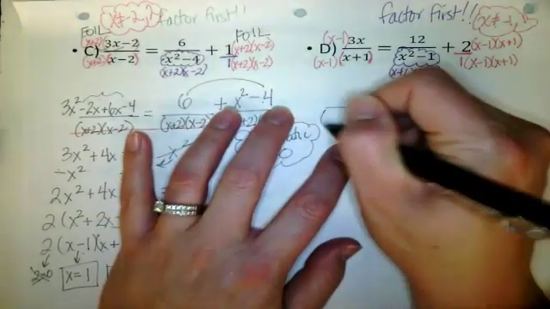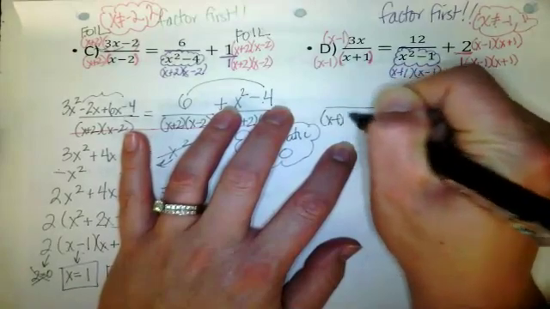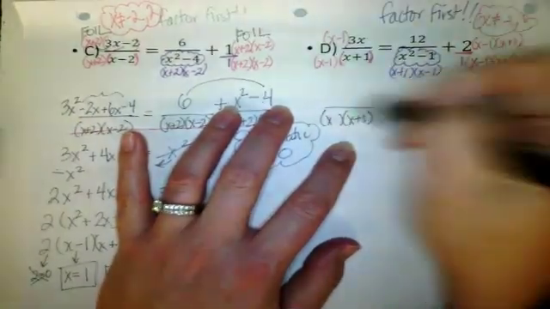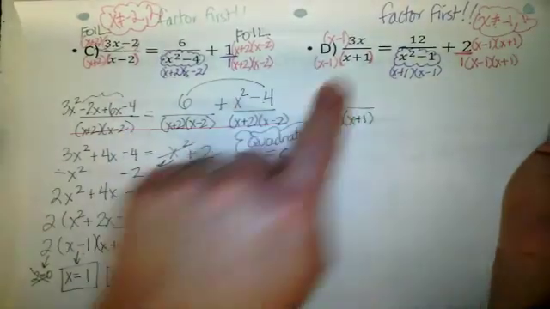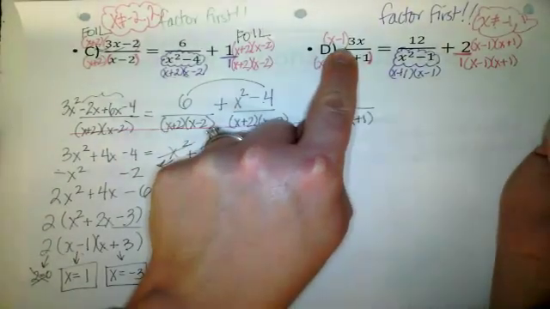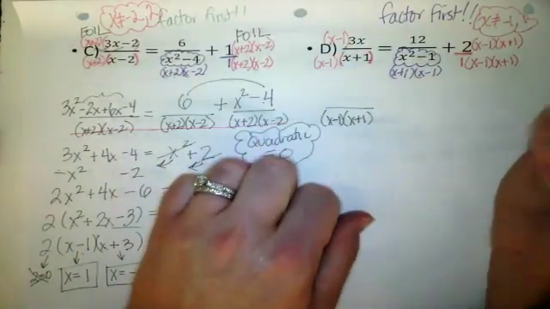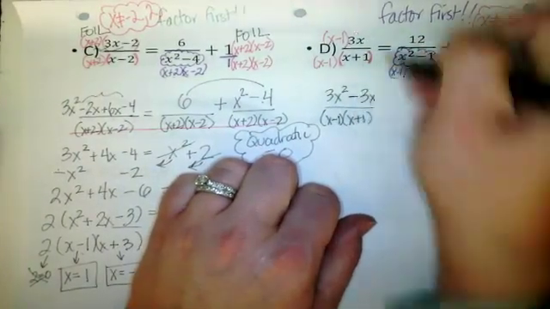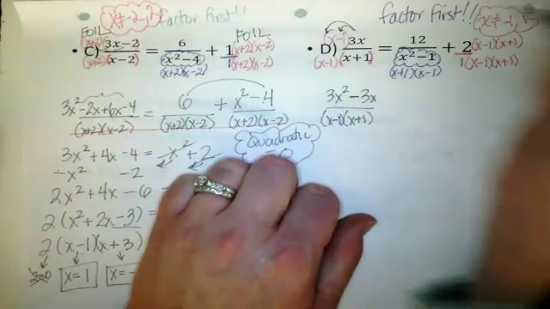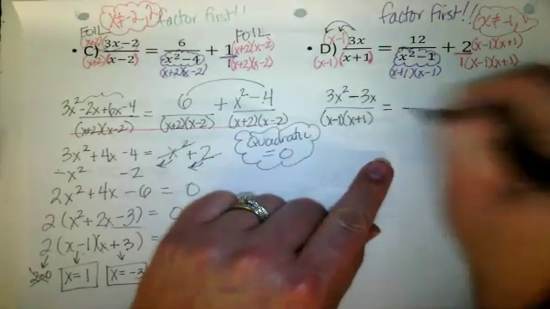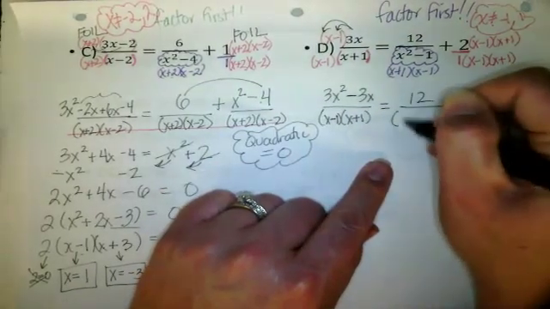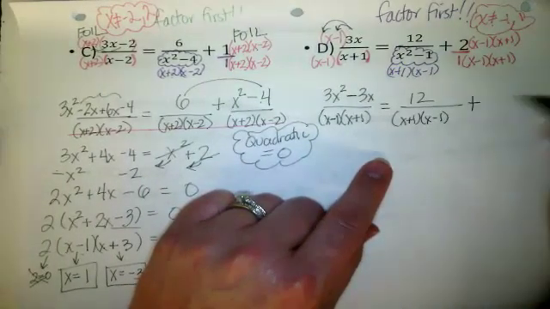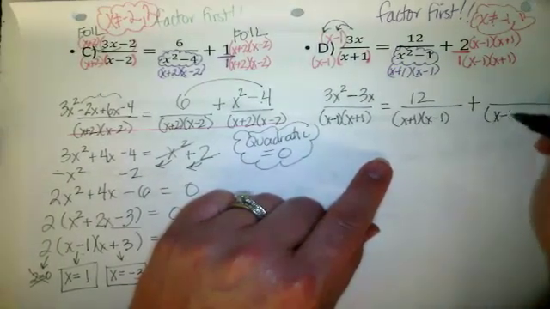All right. I have both of my bubbles. What's my numerator? 3x squared minus 3x. Very good. Got to distribute that 3x there. Equals, we have 12 over x plus 1, x minus 1. And then, this is a tricky one. My denominator is good.